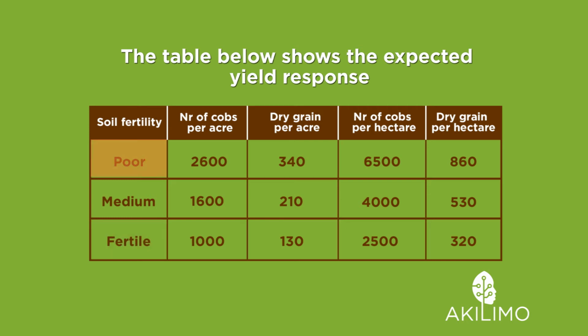If you commonly use hectare, then the yield increases as 6,500 cobs per hectare in poor soils, 4,000 cobs in medium fertile soils, and 2,500 cobs per hectare in fertile soils. Remember that a hectare is 100 by 100 meters, and 1 hectare equals about 2.5 acre. In dry grain, this corresponds to 860 kg per hectare in poor soils, 530 kg per hectare in medium fertile soils, and 320 kg per hectare in fertile soils.